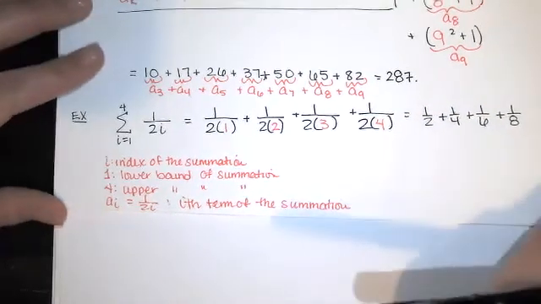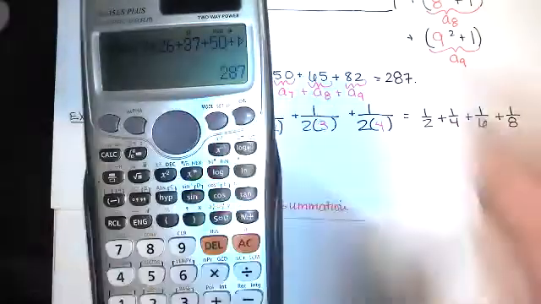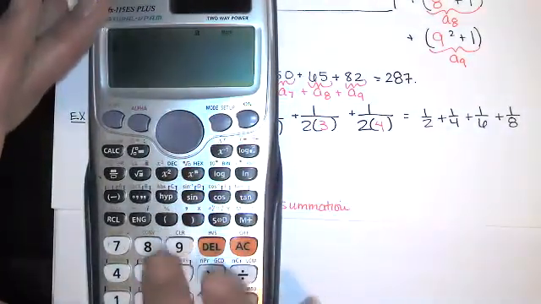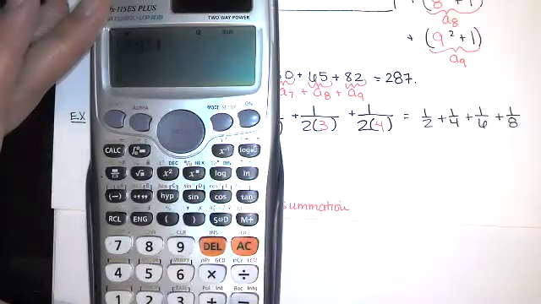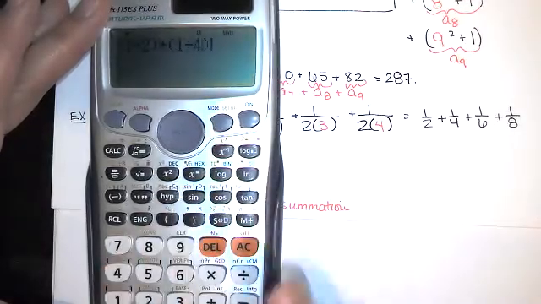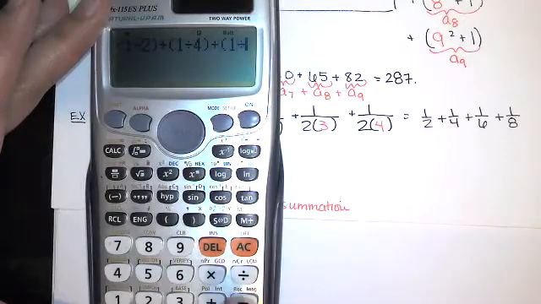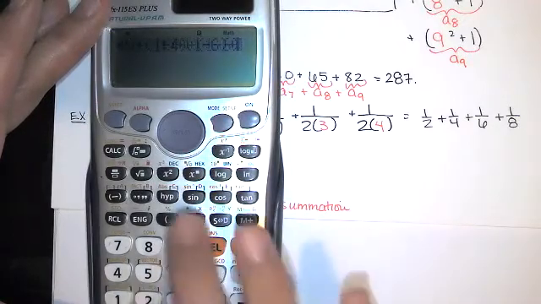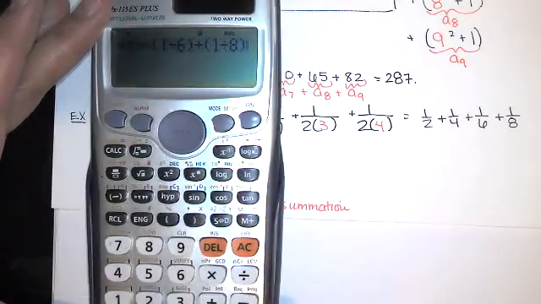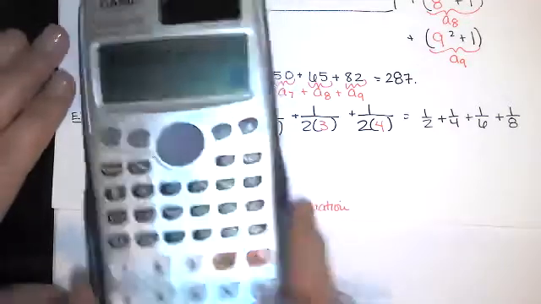And we could get a common denominator if we wanted to, but I think I'll use my calculator for this as well. So I've got 1/2 plus 1 over 4 plus 1 over 6 plus 1 over 8 and we get 25 over 24.